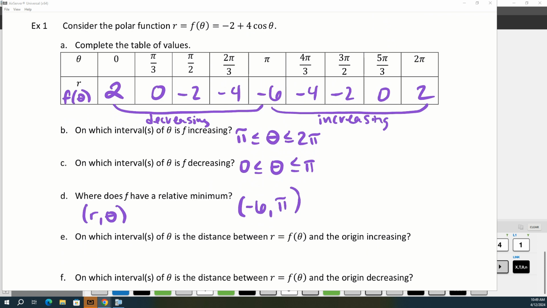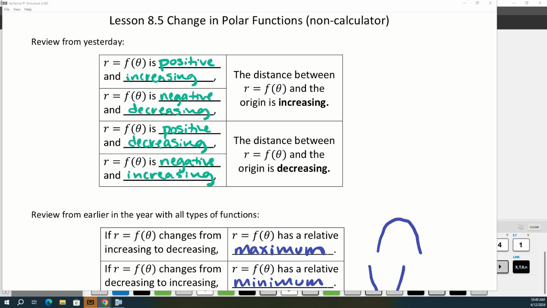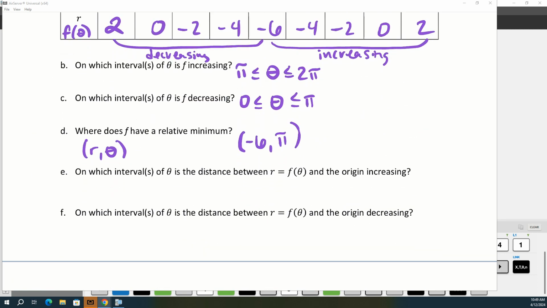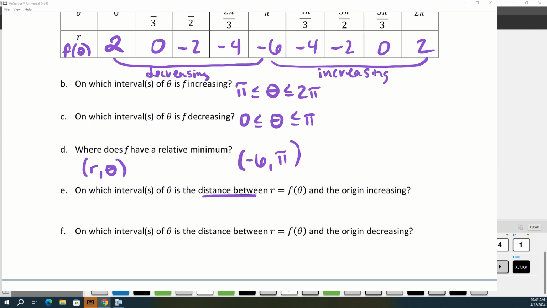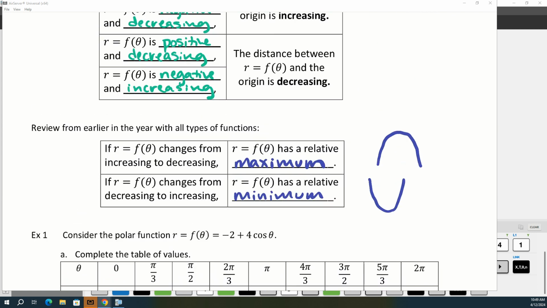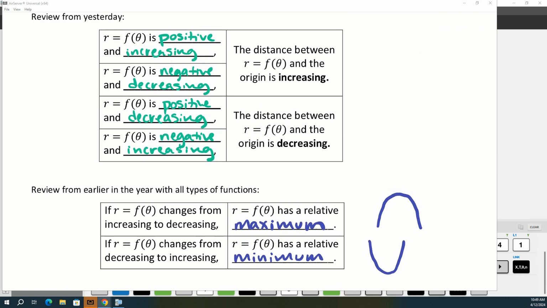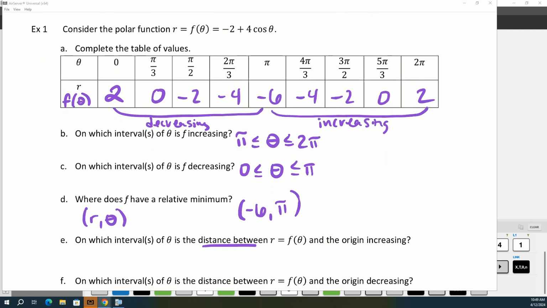Okay, and then E and F are talking about what we learned yesterday, or this first table up here. And so we want to find the intervals of theta where the distance between the function and the origin is increasing. So what are we looking for? Increasing? Right, positive increasing, negative decreasing. So that should happen twice, I think.